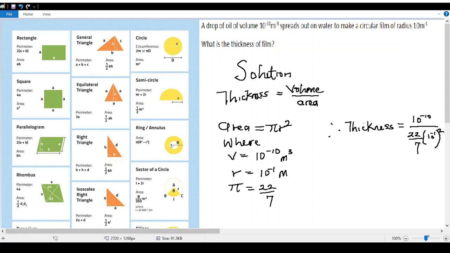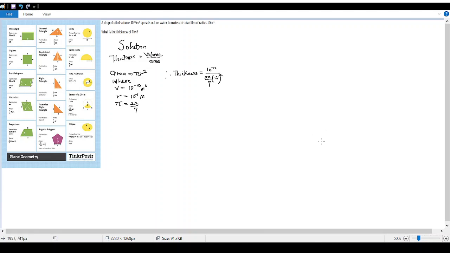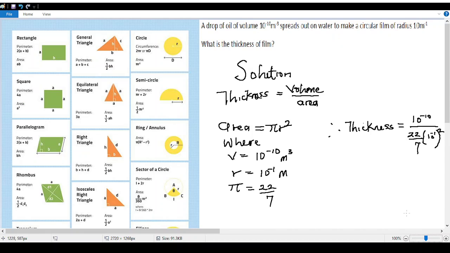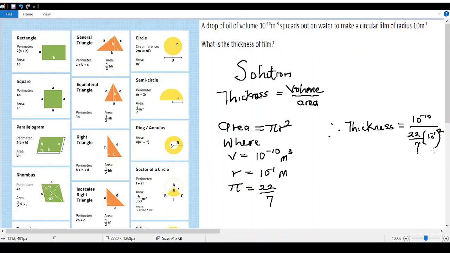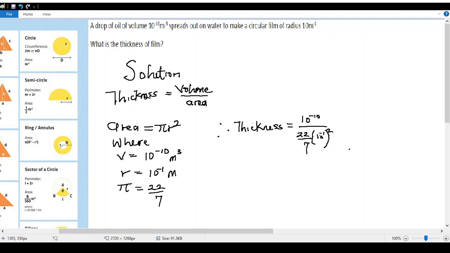Sorry, I'm managing space. Let me zoom out a bit. Okay, sorry about that.